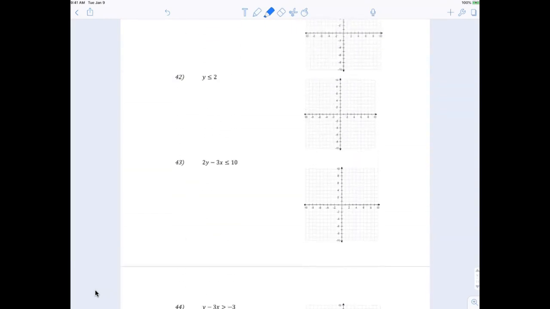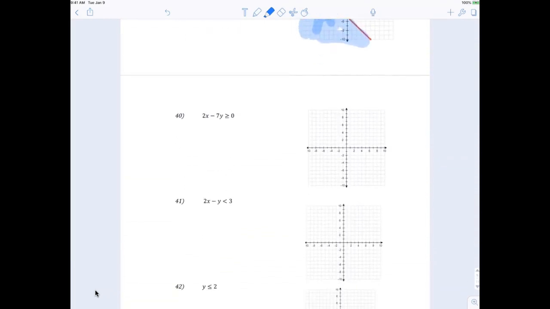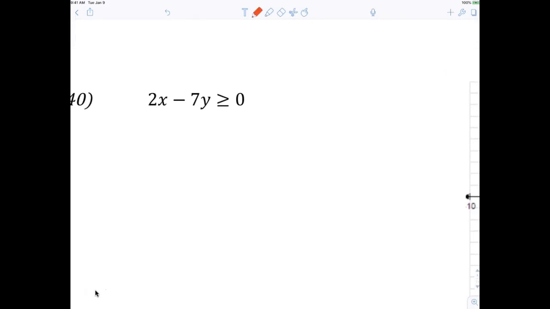All right, we don't have that much more. So now, here, we got to be careful. Subtract 2x. Negative 7y is greater than negative 2x. Now, when I divide by negative 7 again, what happens? Switch the signs. So y is less than or equal to 2/7 x. Everybody agreeing on this?